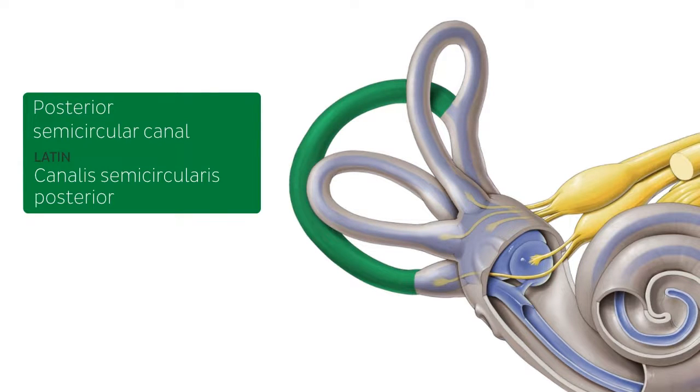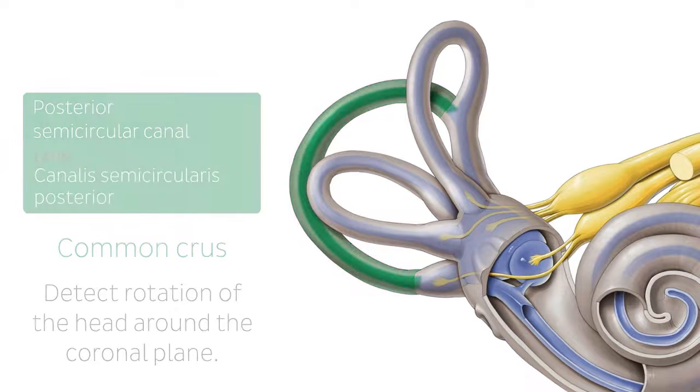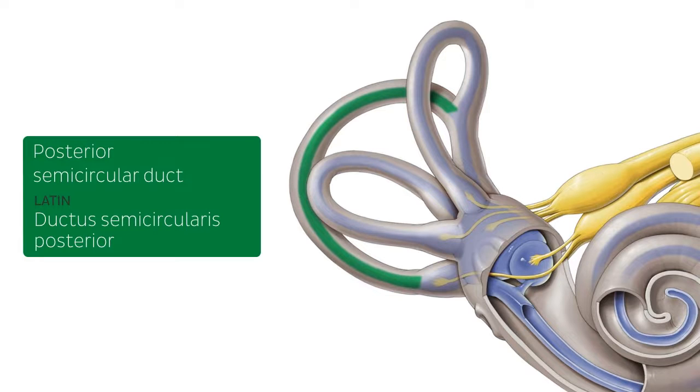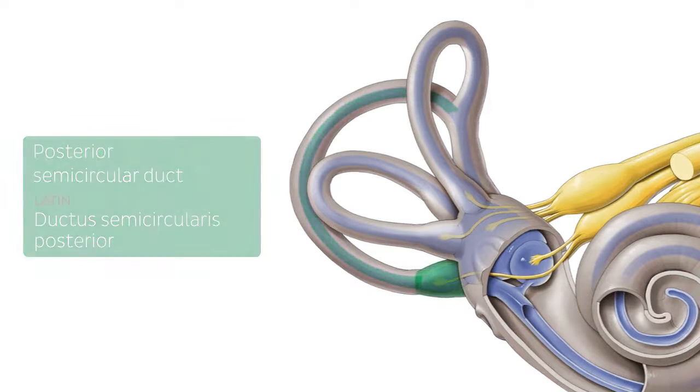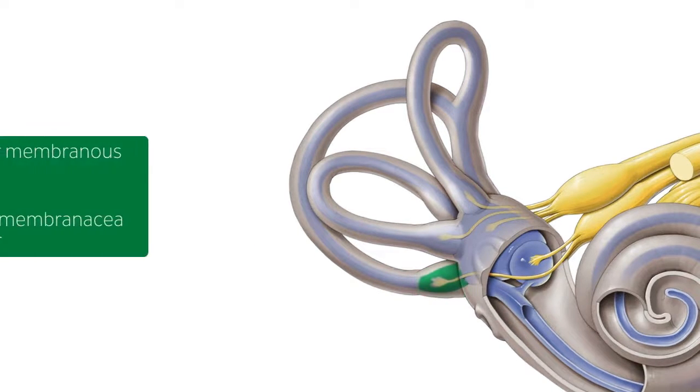It is connected to the anterior semicircular canal via the common crus. Its function is to detect rotation of the head around the coronal plane or the anterior-posterior axis. Inside the posterior semicircular canal is the membranous posterior semicircular duct. This membranous duct that is enclosed by the posterior semicircular canal runs parallel to the longitudinal axis of the petrous part of the temporal bone. And finally, we can see the posterior bony ampulla and the posterior membranous ampulla.